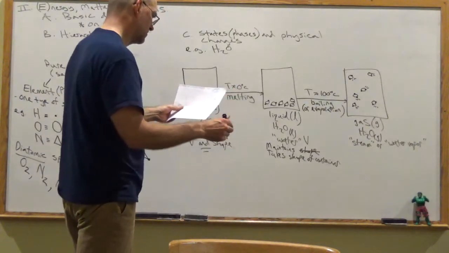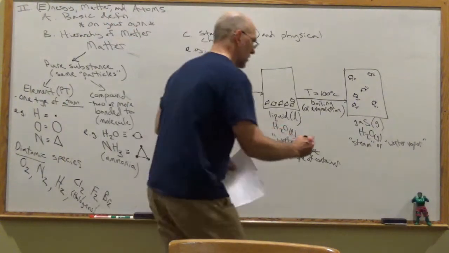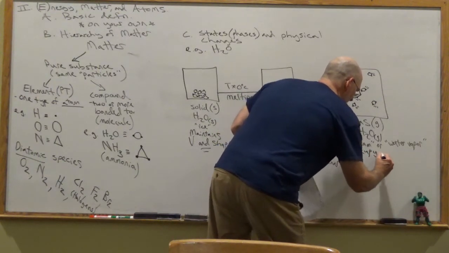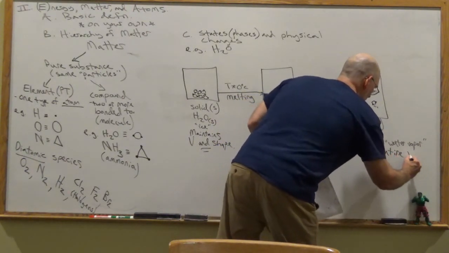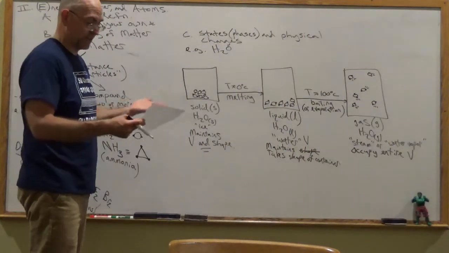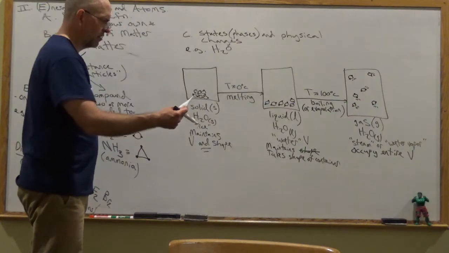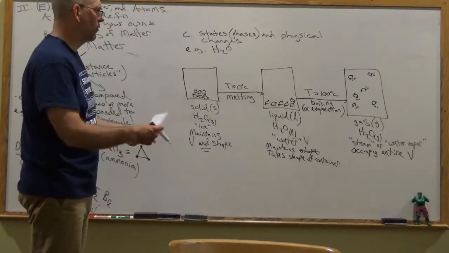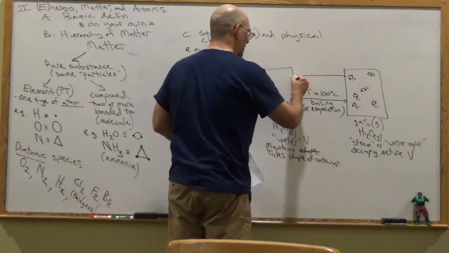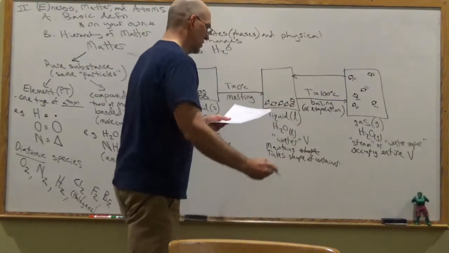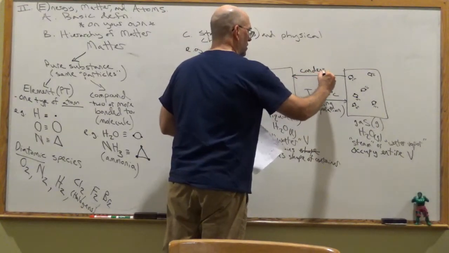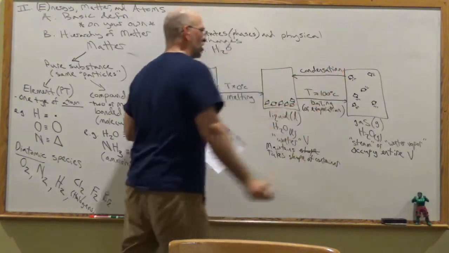Okay, so here, they occupy the entire volume of the container. So it doesn't have a shape anymore, it just takes the shape of the container. And I think that's all for that. Okay, and then, we can also go the reverse direction. If you go from a gas to a liquid, think about that for a little bit, that's called condensation.